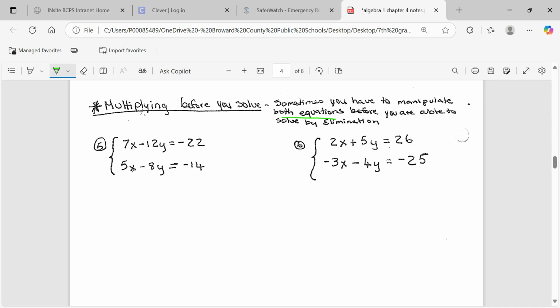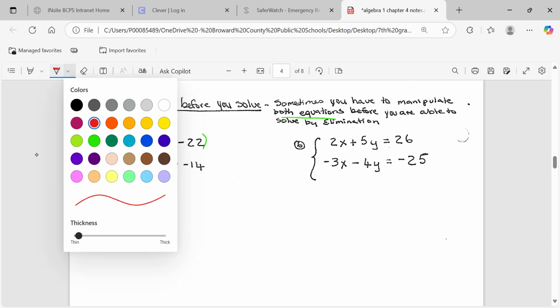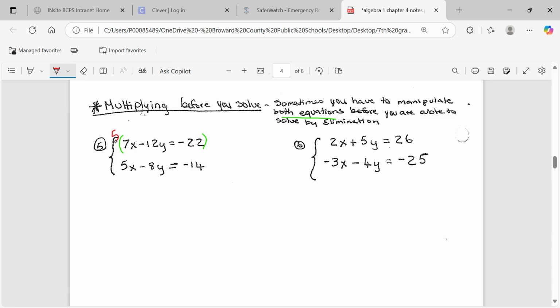So what I like to do is to multiply them by the opposite coefficient. If this is 7 and this is 5, I'm going to multiply this top, let me get a color here, by 5, because that's the coefficient of the second one. 5 times 7 is going to equal 7 times 5. Then I come down to the bottom, and I am going to multiply it by 7.